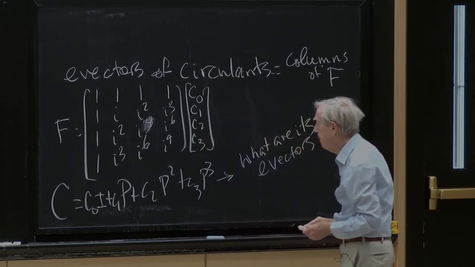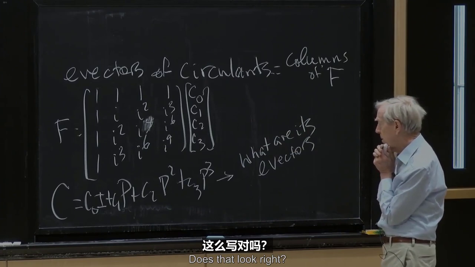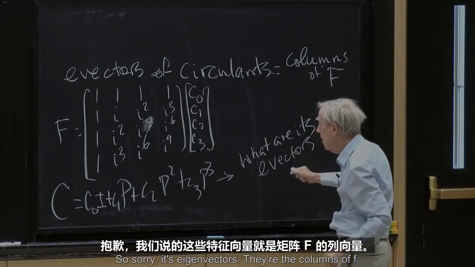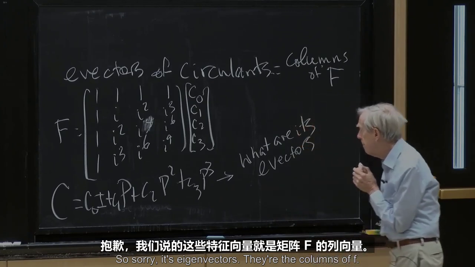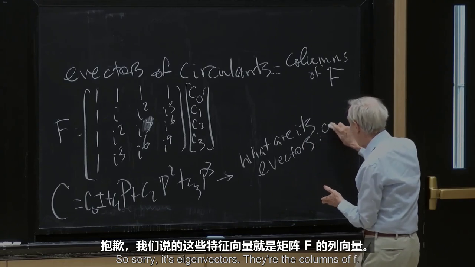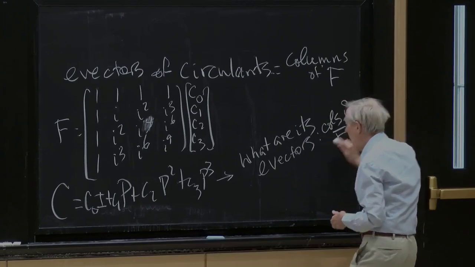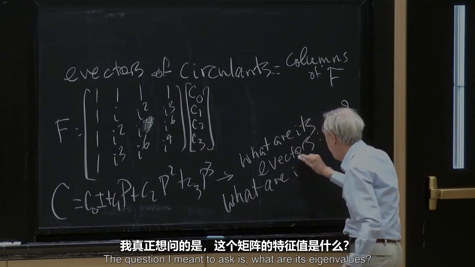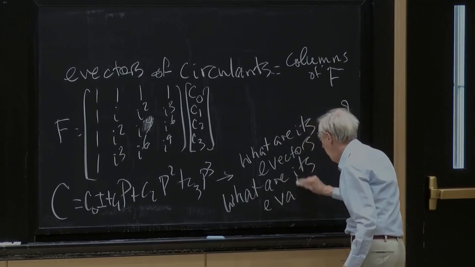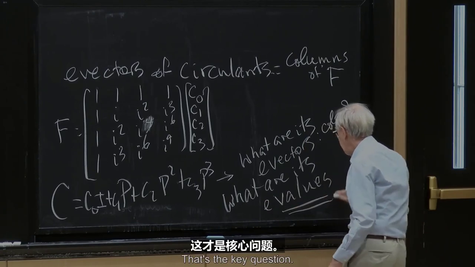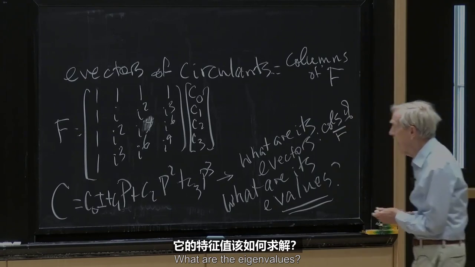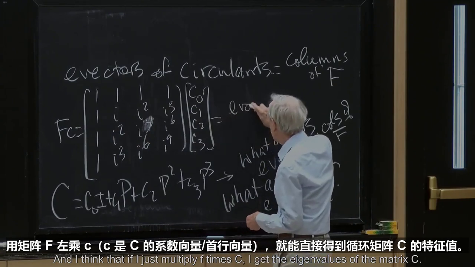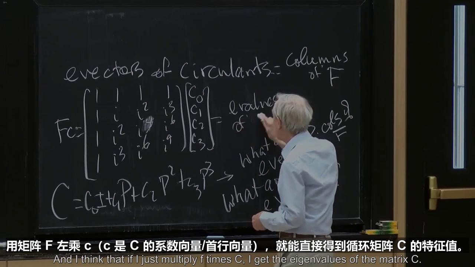Does that look right? Sorry, I'm sorry. It's eigenvectors. They're the columns of F. The question I meant to ask is, what are its eigenvalues? That's the key question. What are the eigenvalues? And I think that if I just multiply F times c, I get the eigenvalues of the matrix C. That's the beauty. That's the nice formula.